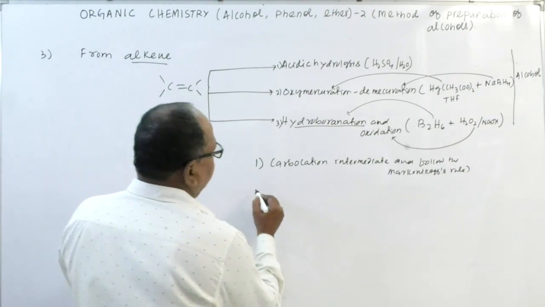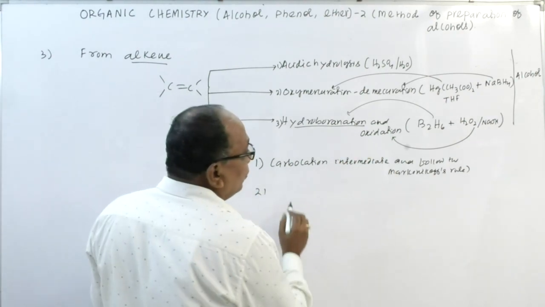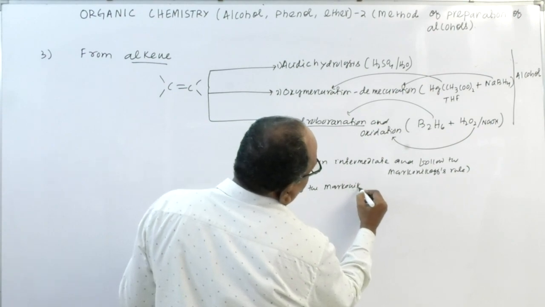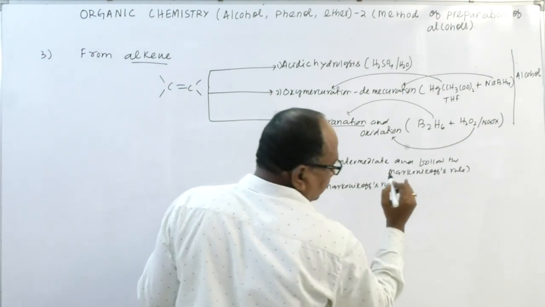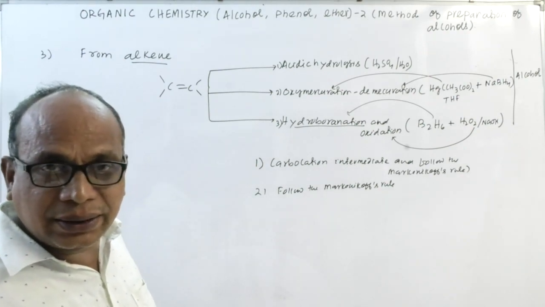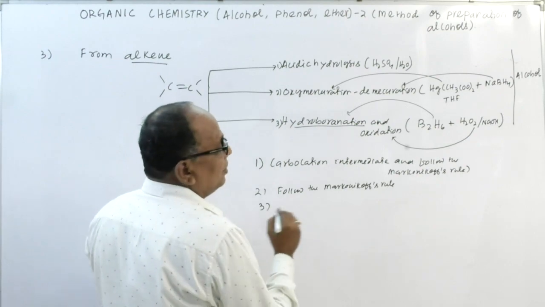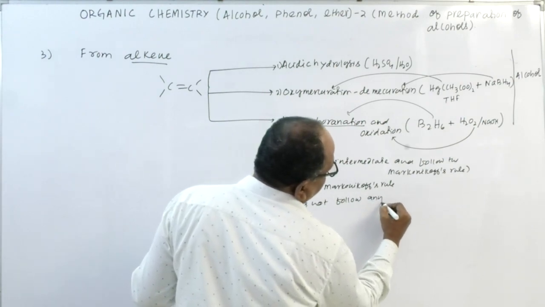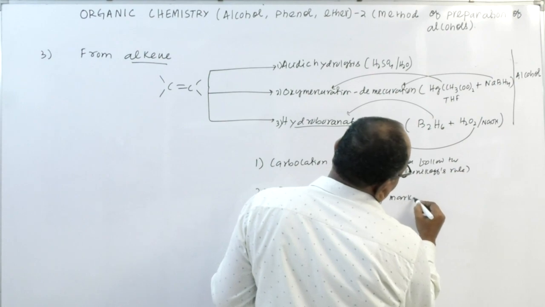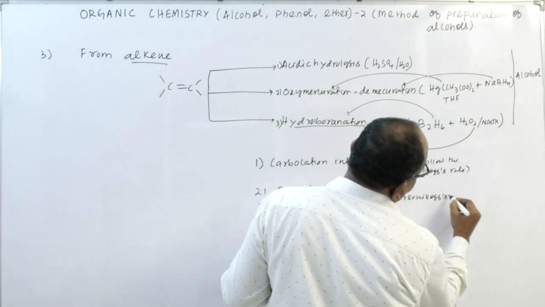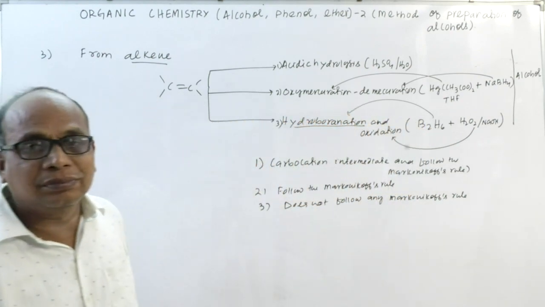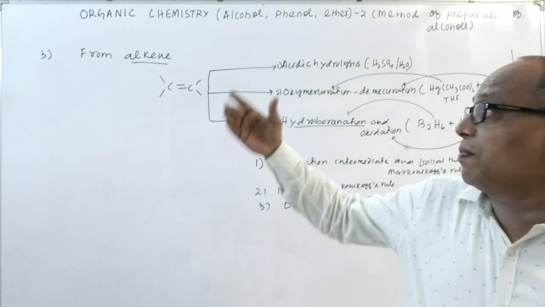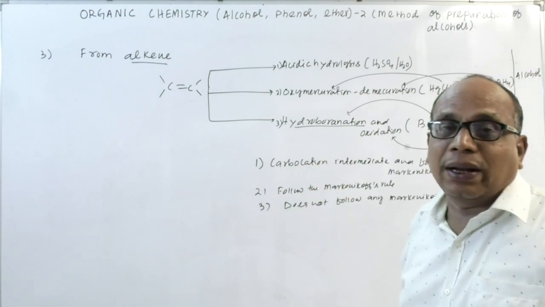And the second one does not form any carbocation, it follows Markovnikov's rule only. It does not undergo any carbocation intermediate. And what about the third one? The third one does not follow Markovnikov's rule. Okay, so we will discuss these processes one by one.